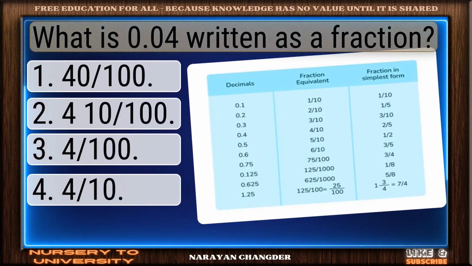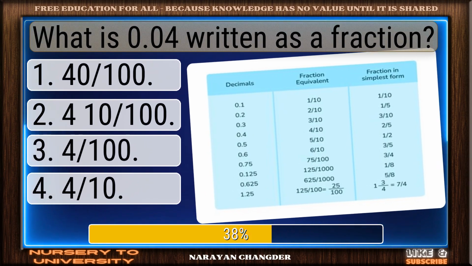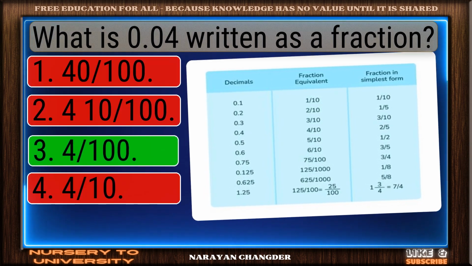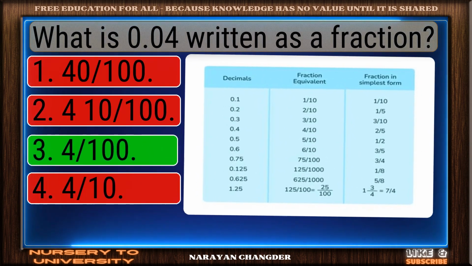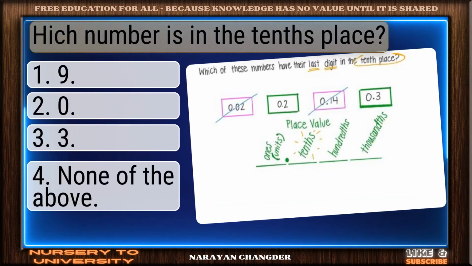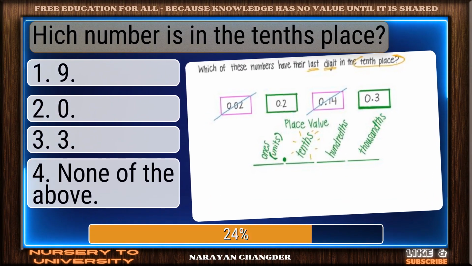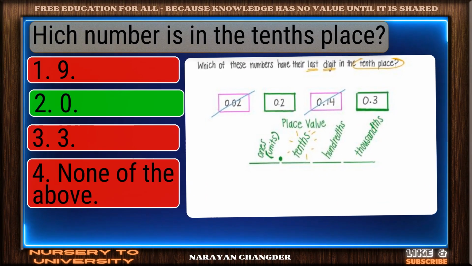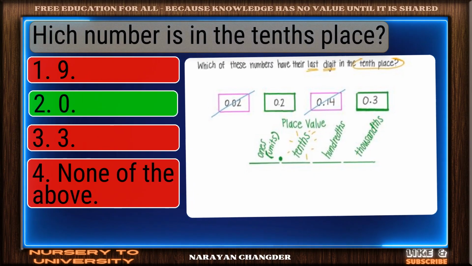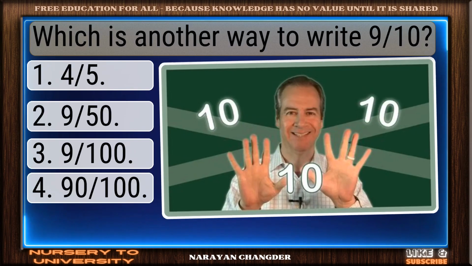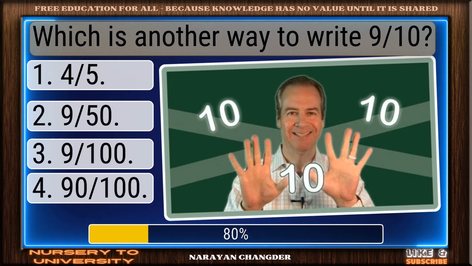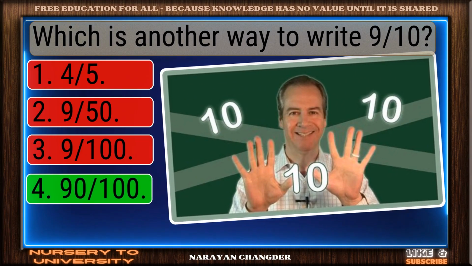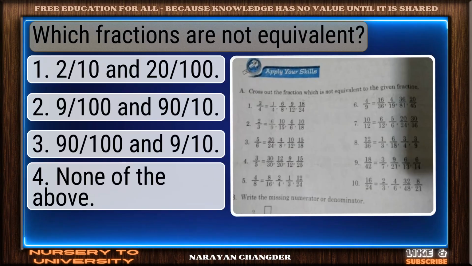What is 0.4 written as a fraction? Nice selection. 4 to 100 is the correct and valid answer. Which number is in the tenths place? Smart pick. Zo is the correct choice. Which is another way to write 90/10? Well done. 90 to 100 is the right choice.